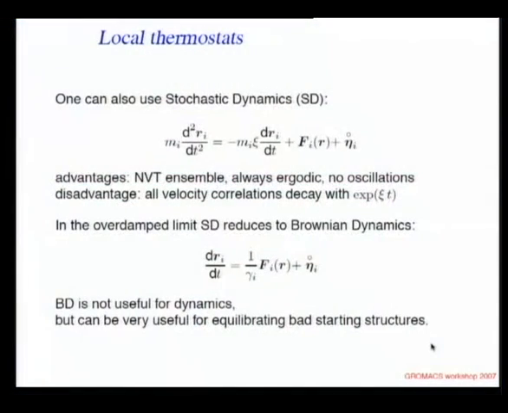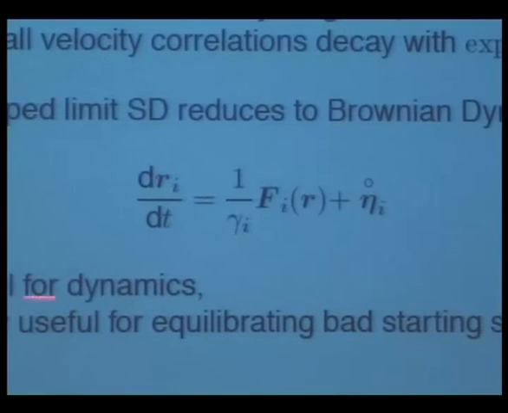There are no oscillations. But the disadvantage is that all velocity correlations decay exponentially, which in some cases can be problematic, in other cases not, so that depends on the system. Then you can also have an overdamped limit where you get Brownian dynamics, where the velocity is just proportional to the force directly. This is not useful for dynamics since everything is very damped, but it can be useful for equilibrating bad starting structures.